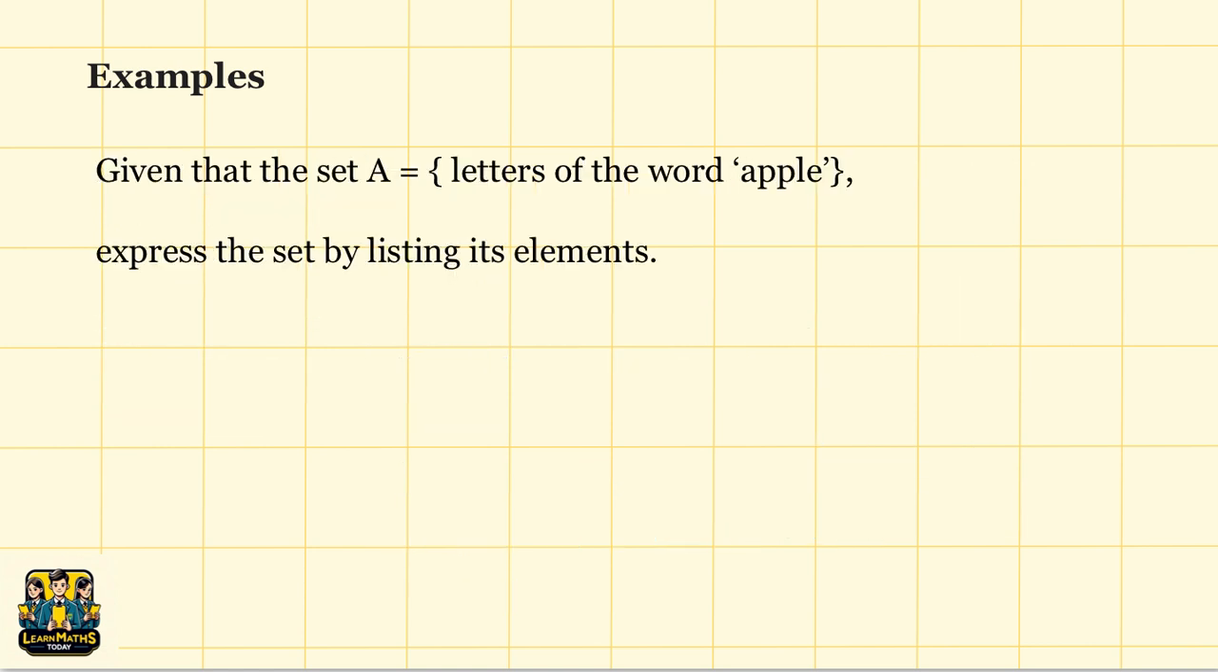Given that set A equals the letters of the word apple, express the set by listing its elements. For this question, the key is to remember that a set consists of only distinct elements. In this case, that means you do not have to write the letter P twice. You just have to write it once.